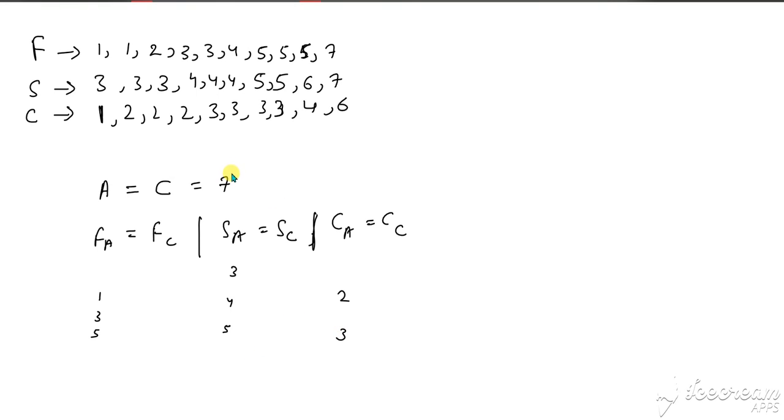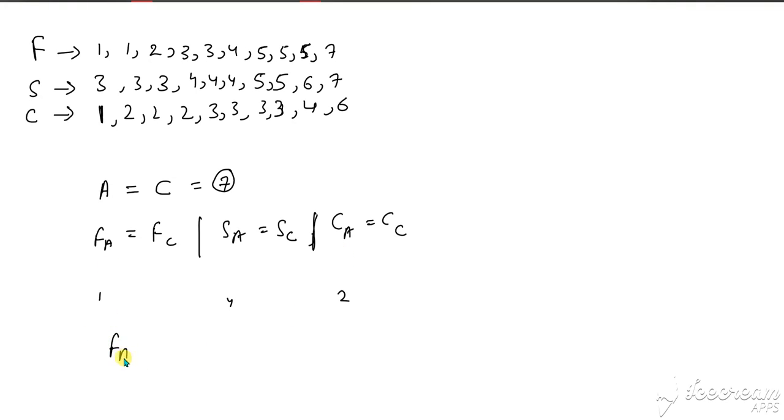But the sum we have to make is 7. 7 is possible with 4 plus 1 plus 2. It is the only possibility. So we will take 4 from the parameter S, 2 from parameter C and 1 from parameter F.